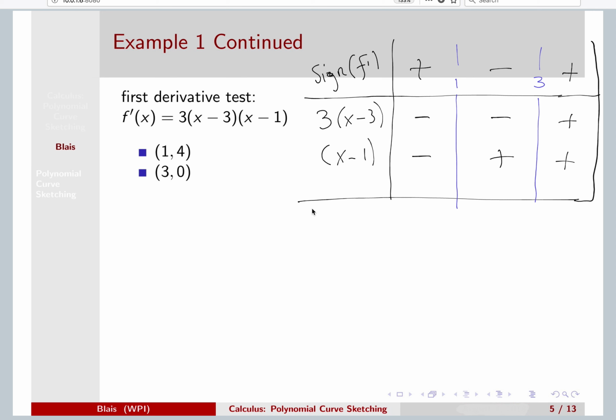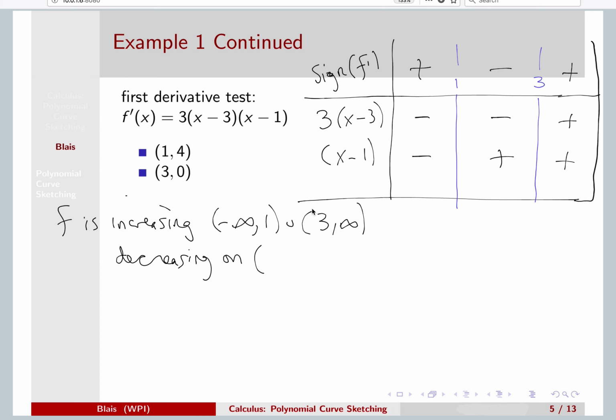And we're able to see that the function f is increasing from negative infinity to 1 and from 3 to infinity. So we can write that as f is increasing on (minus infinity, 1) union (3, infinity), and it's decreasing on the interval (1, 3).